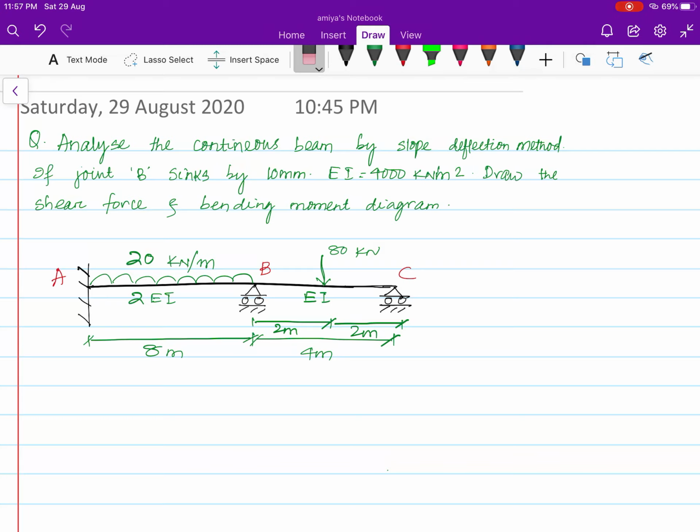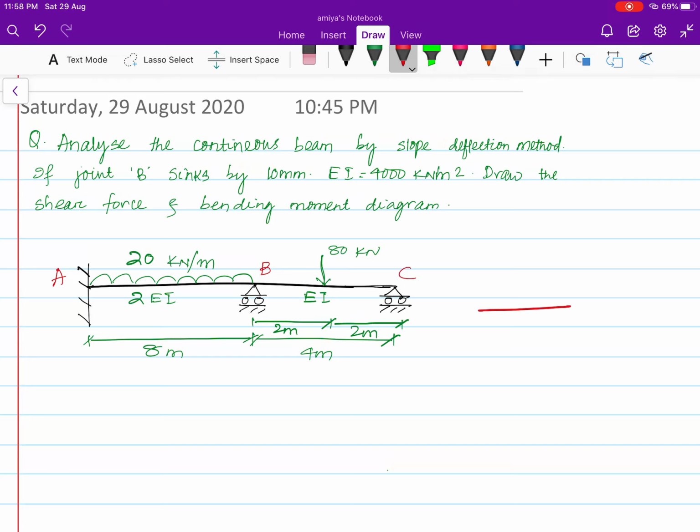Length of span AB is 8, total length of span BC is 4 meter, and load applied on the span AB is UDL 20 kilonewton per meter, and a point load, that is 80 kilonewton, is acting on the span BC at the middle of it. So how we are going to solve it? Actually, due to this applied load, the 20 kilonewton and the 80 kilonewton, on the beam there will be fixed end moment generated.